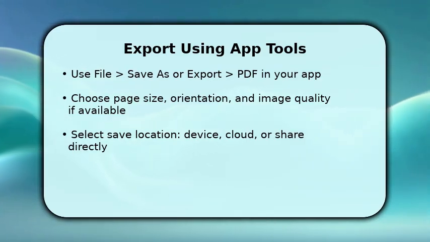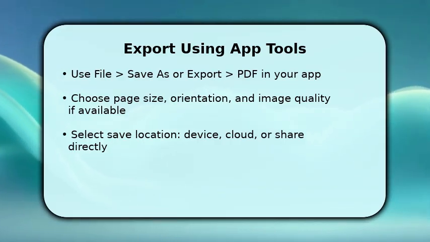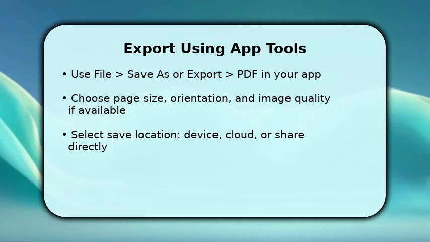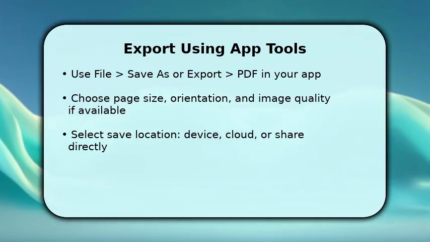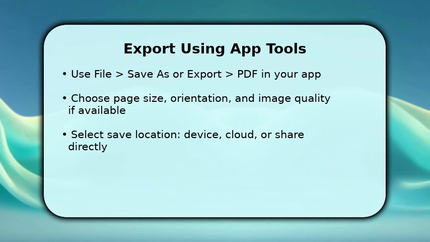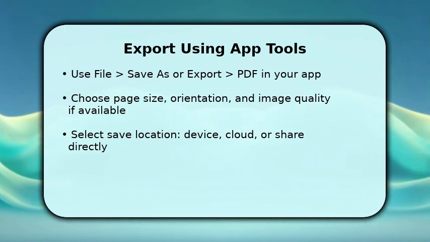Once you set options, pick where to save: local storage, Google Drive, or share via email. Make sure the export finishes. Interrupted exports can create corrupted files. If your app offers PDF optimization, use it for smaller, faster share files.